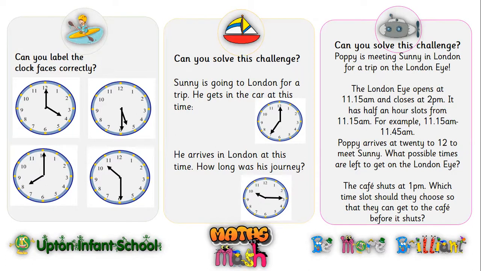That's your first challenge. Now, your second challenge is think about the cafe, because Poppy and Sunny want to get some lunch. And it says the cafe shuts at 1 p.m. That's 1 o'clock. Which time slot should they choose so that they can get to the cafe before it shuts? So now you have to think about what time can Poppy and Sunny get onto the London Eye before they can go then to the cafe and get some lunch. So we want them to be able to get on the London Eye and then get off, get some lunch before 1 o'clock. So what slot do you think would be the best for them? Okay, that one is a bit of a challenge, isn't it?